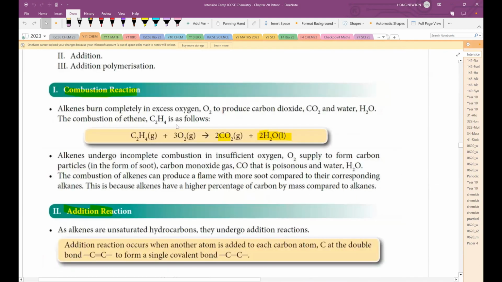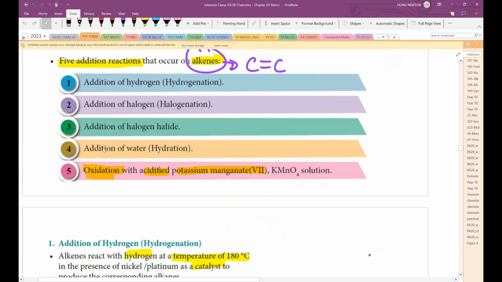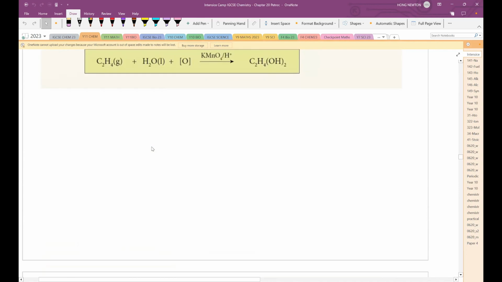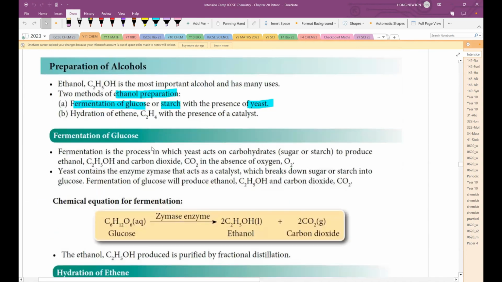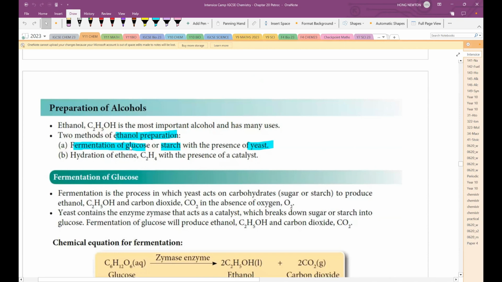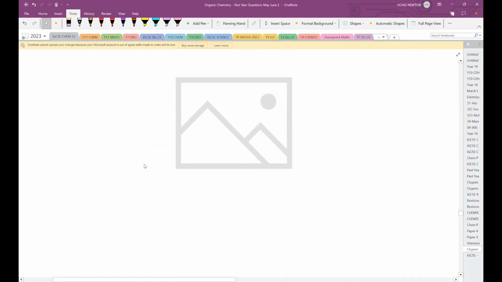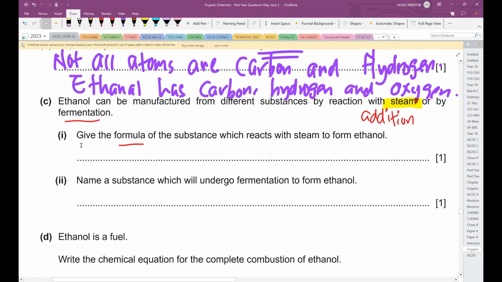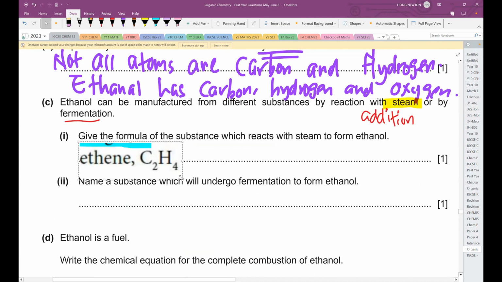So we have five processes of addition. This one, you see? Look at number 4, addition of water, hydration. Then you go to the preparation of ethanol: the fermentation of glucose and hydration of ethene. Yes, this one. So now you write down: the answer is actually ethene.